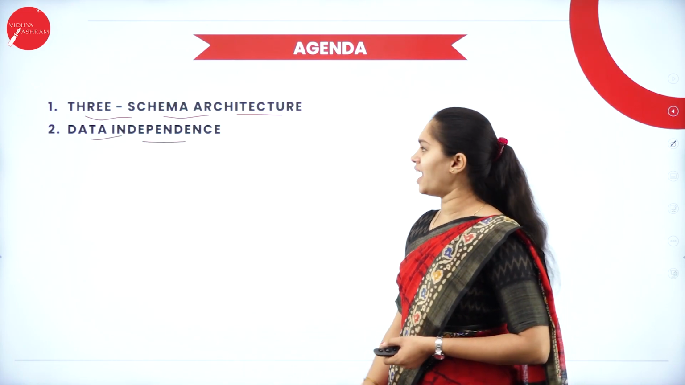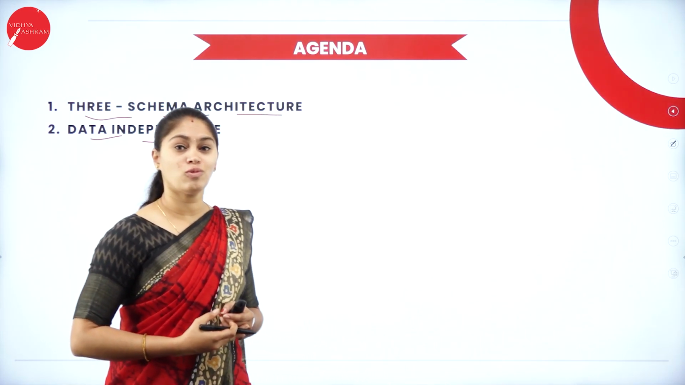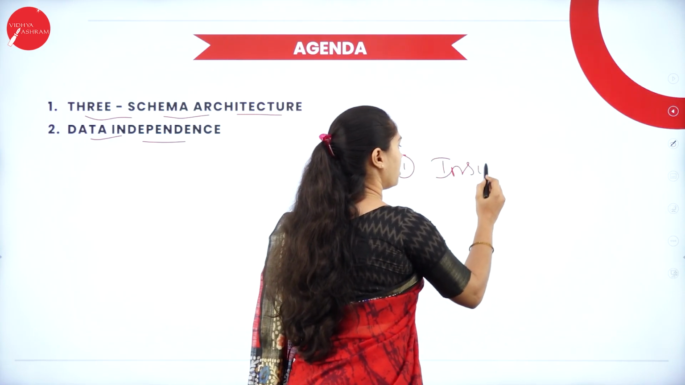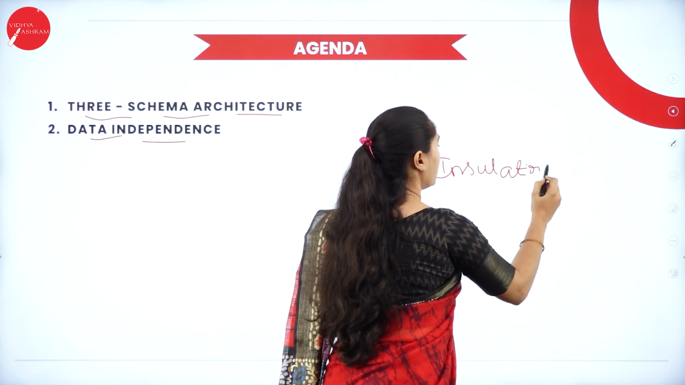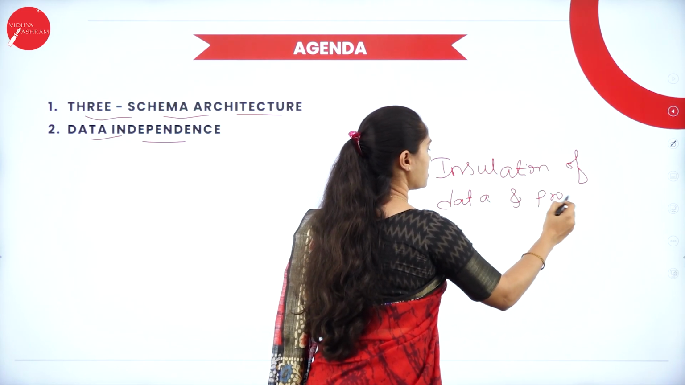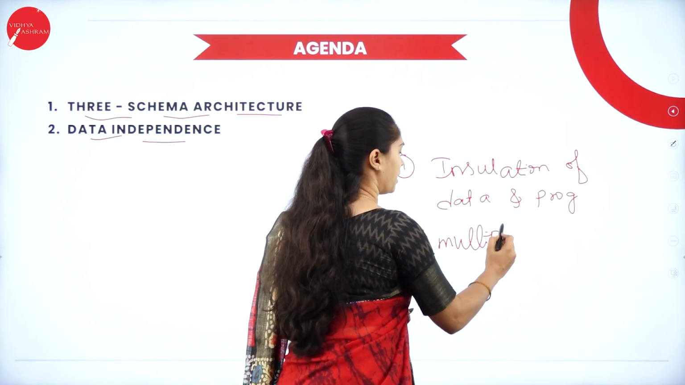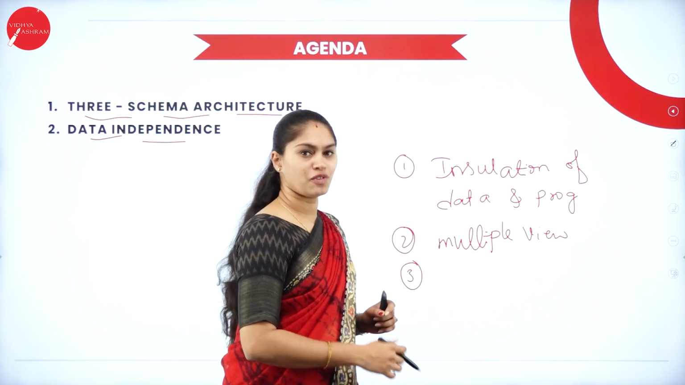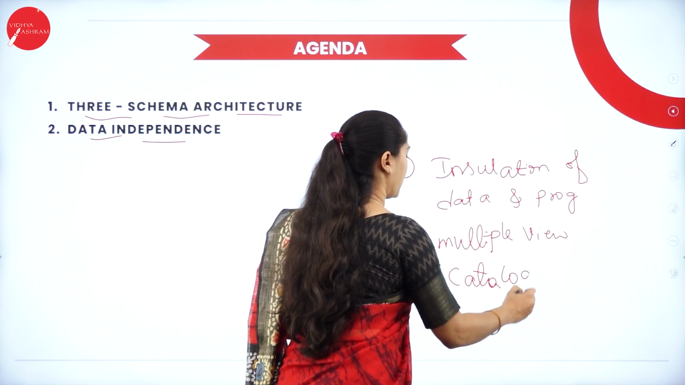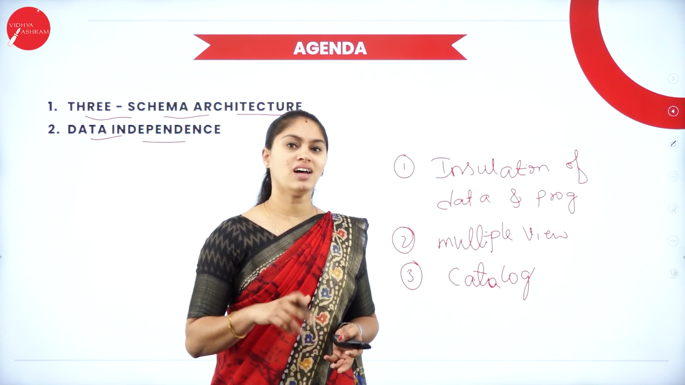As we all know, we had already discussed the characteristics of a database. Can you just recall what characteristics we have? First is what? Insulation between the data and program, isn't it? Insulation of data and program. And what is the second characteristic? It allows multiple views. And we also have one more characteristic, that is use of catalog, which describes the complete structure of a database. So these are the characteristics that we have with respect to the database.